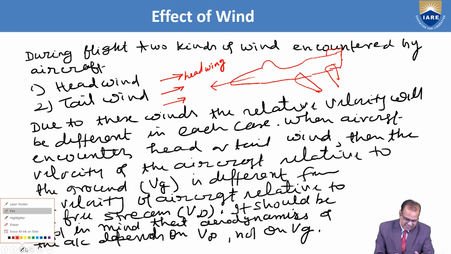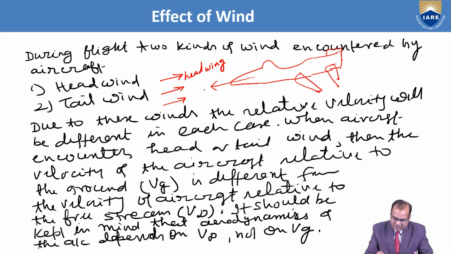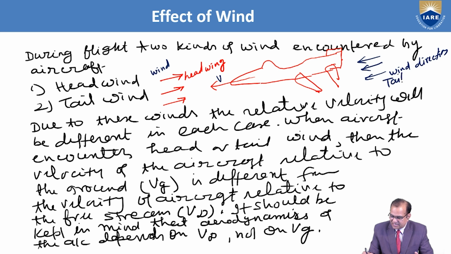Now, if the aircraft is moving in this direction, and this is the wind direction, this is called tailwind. The direction of the aircraft is very important. In which direction your aircraft is moving, it is very much essential to understand. So we have the headwind and the tailwind.